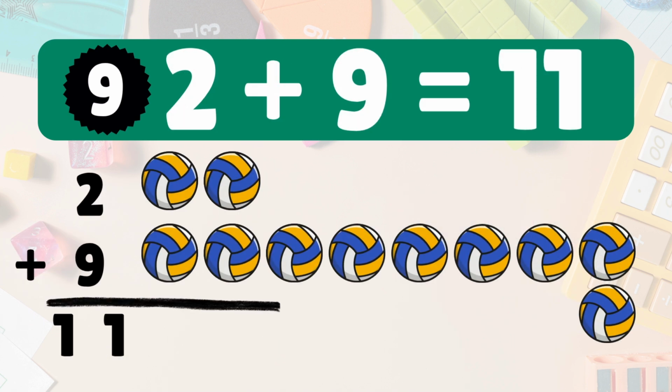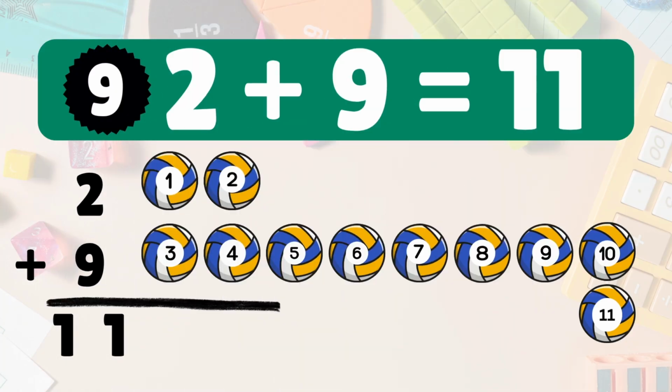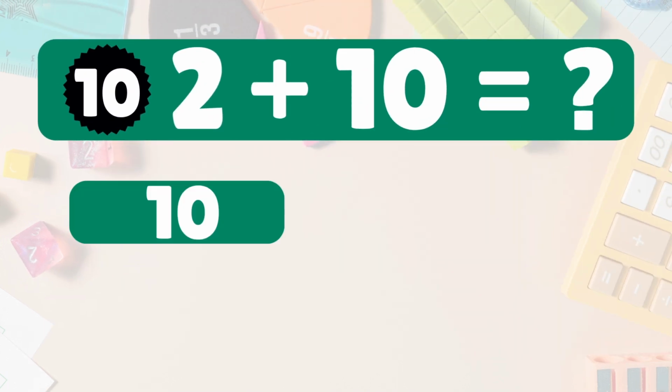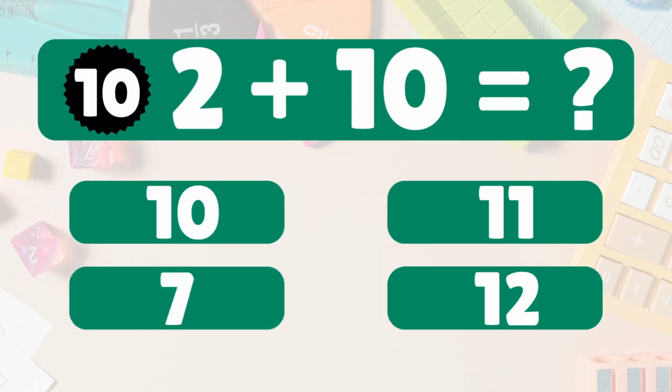Two plus 9 equals 11. Let's count together. 1, 2, 3, 4, 5, 6, 7, 8, 9, 10, 11. You've got this. Awesome. 2 plus 10 equals what?